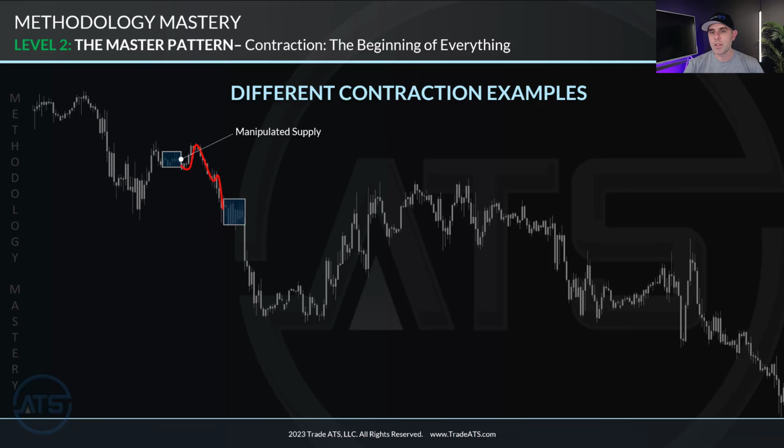Let's see the difference. In this one, we have the contraction period, but then what happens after? It breaks straight into trend. So we go into contraction. The expansion happens the moment we leave the box, but it's not a manipulated expansion. There's no need. Why?